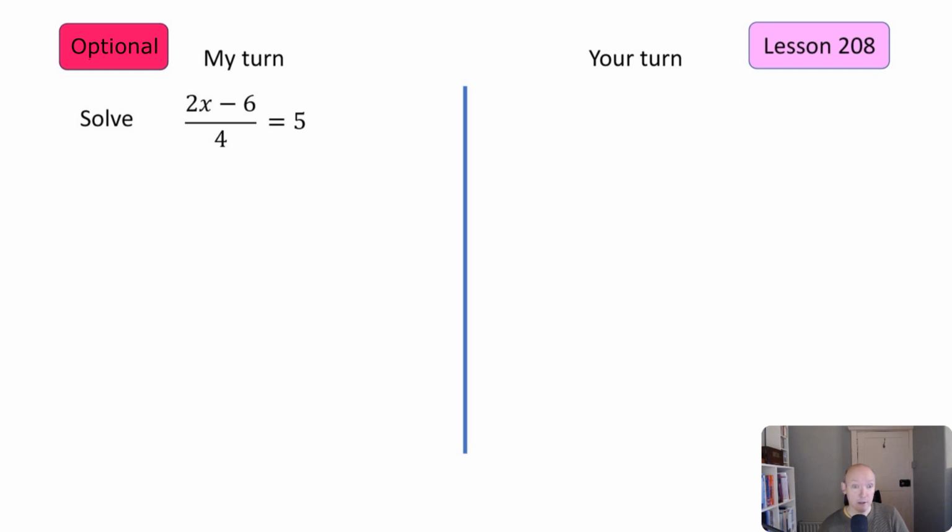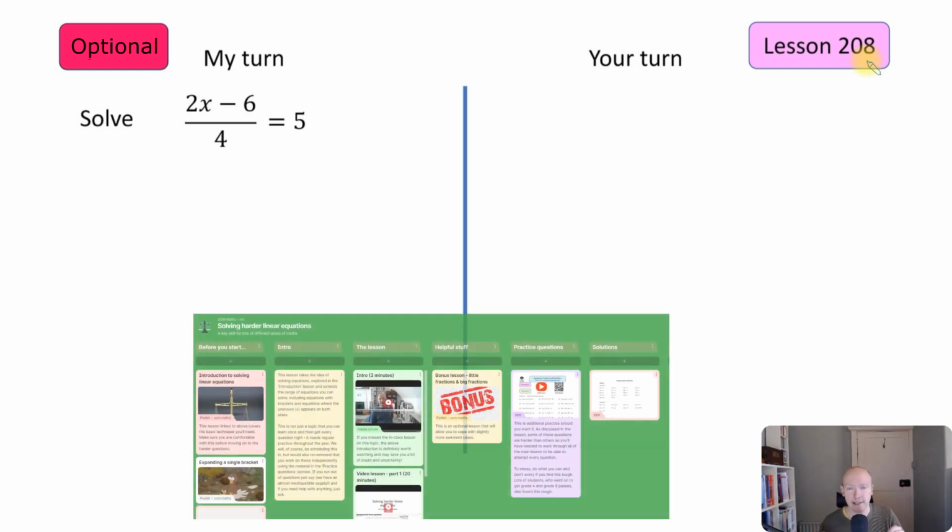Okay, back to another optional lesson. This one, again, I think is worth knowing. I think it's just a thing that pops up in the exam from time to time, so it's worth having a look at. If you wanted to do more on this, go to lesson 208, which is actually something we've all done. There's a little thing, I think it's in the helpful stuff column, and it's called bonus lesson, little fractions in big fractions.